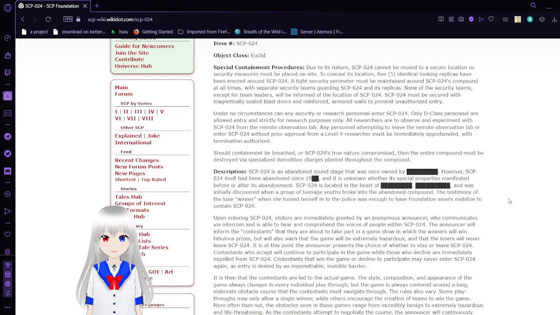Should containment be breached or SCP-24's true nature compromised, then the entire compound must be destroyed via specialized demolition charges planted throughout the compound.